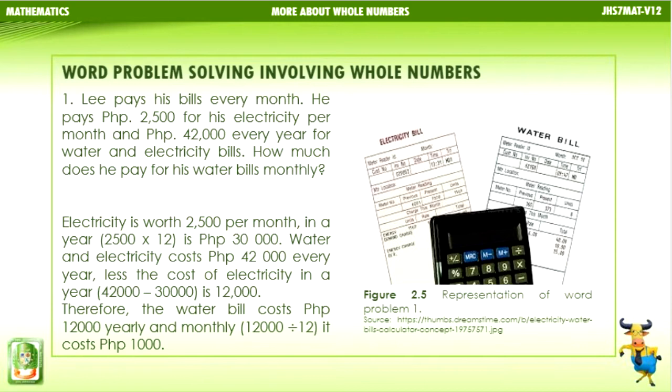Electricity is worth 2,500 pesos per month. In a year it is worth 30,000. Water and electricity bills costs 42,000 every year, less the cost of electricity in a year. Therefore, the water bill costs 12,000 yearly and there are 12 months in a year, so it costs 1,000 pesos per month.